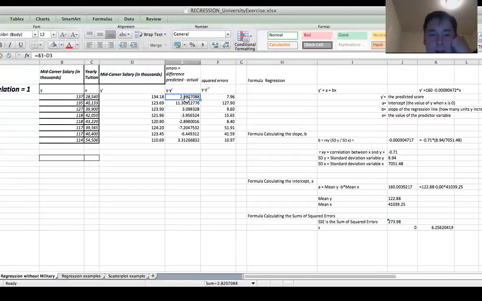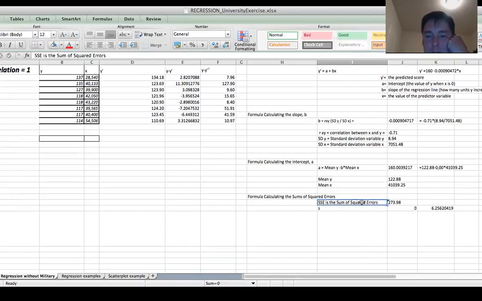Then here, I should say, 2,800. Here we are 11,000 above, 3,000 above. Then we are 3,000 below. Because sometimes we're below and sometimes we're above, we're going to square these values. So the squared errors, and then we're going to add them all up. That's what you get here in the sums of squared errors.